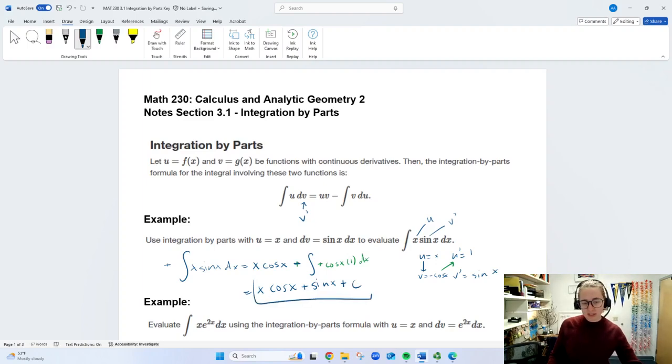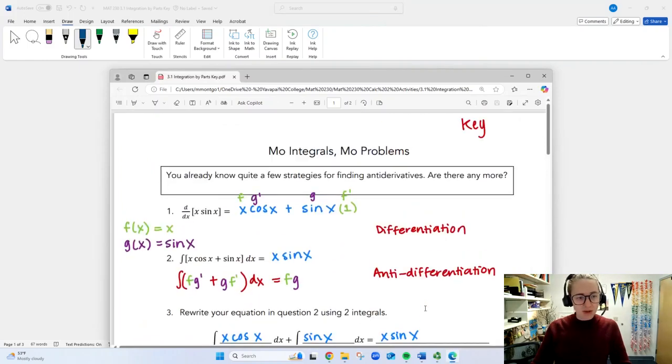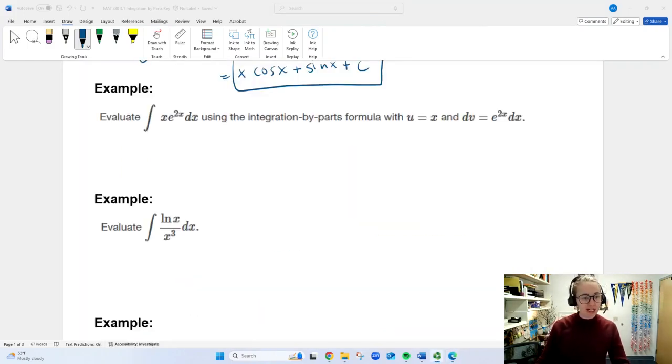And I have my answer right there, which should be very familiar because that's this example that we looked at right here. Okay, let's take a look at another example that we have here. And first of all, we kind of have to decide what is our u and what is our v prime going to be.